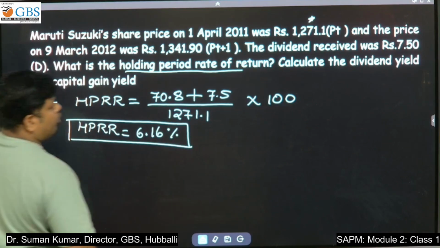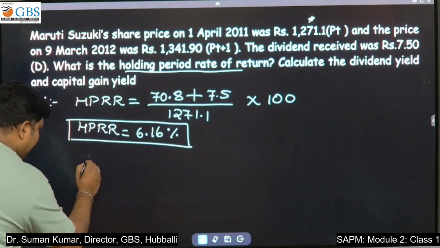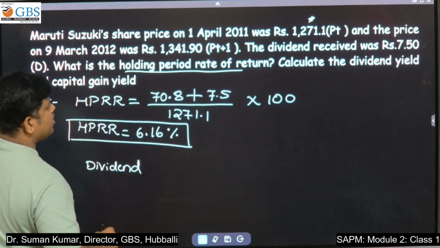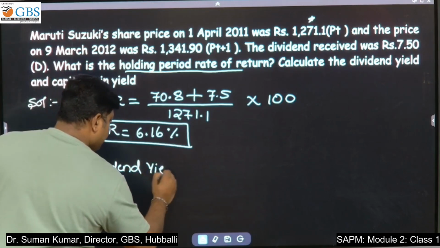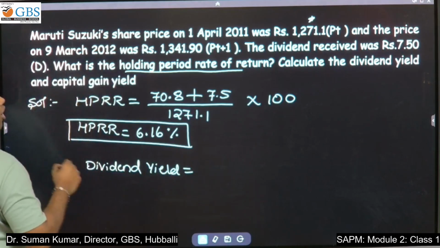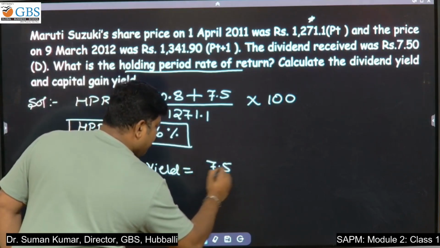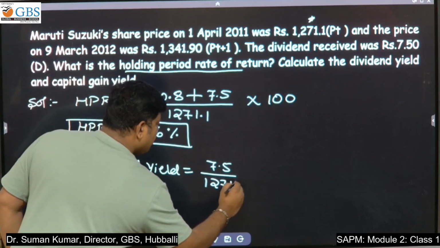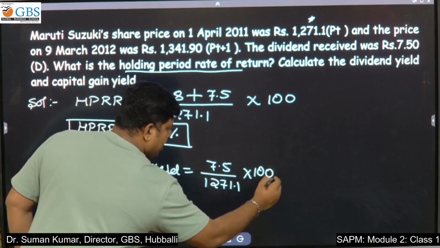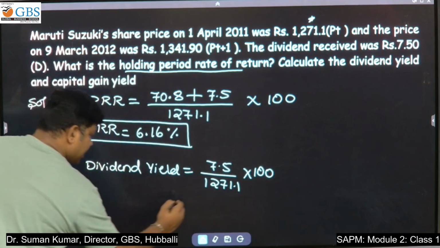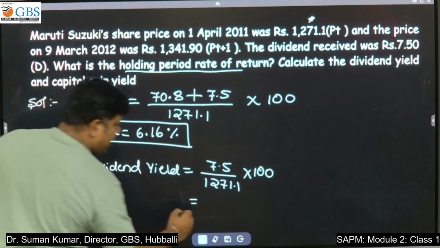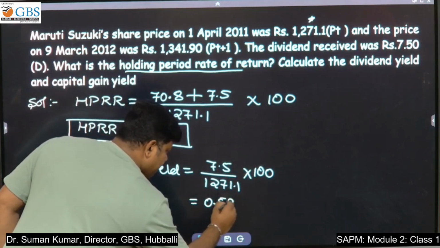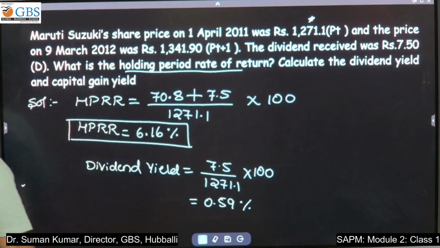Okay, next. What is the dividend yield? Dividend yield is equal to, very simple, the dividend we got, 7.5, divided by the purchase price, 1,271.1, into 100. What is the amount? Come on. Dividend yield is equal to 0.59%. So 0.59% is the dividend yield.